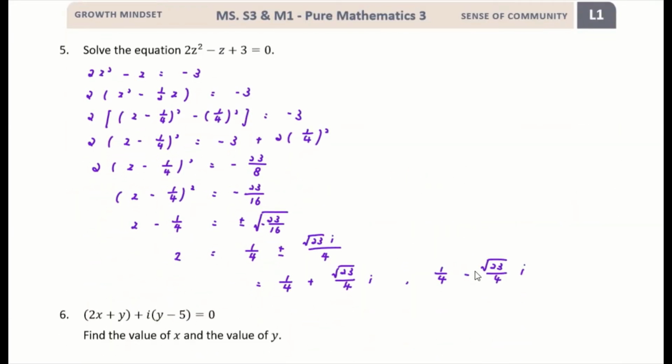So you can see that this one is going to be negative, then this one is going to be positive, and this one is a conjugate for this one as well. Okay, so that's why it's going to be the same thing every time for all the normal quadratic equations that give you a complex number.